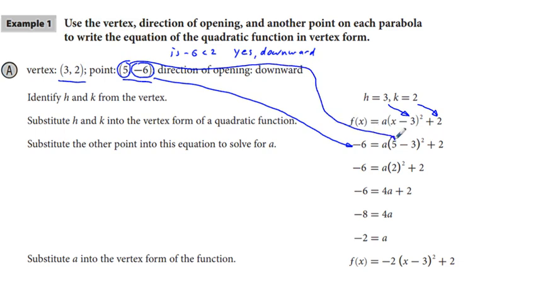And then from here, we just simplify until we derive what a is. We come down to a equaling -2. And so we know that our vertex form of the equation is this one below: f(x) equals -2 times (x minus 3) squared plus 2.